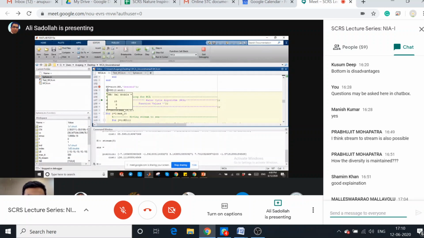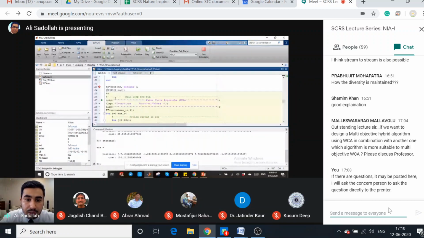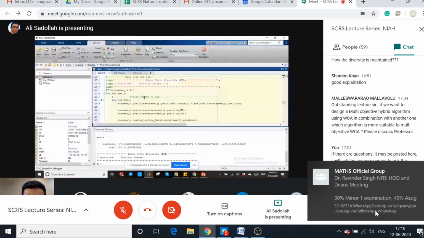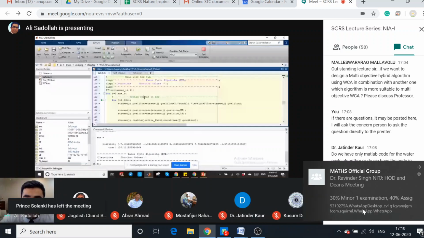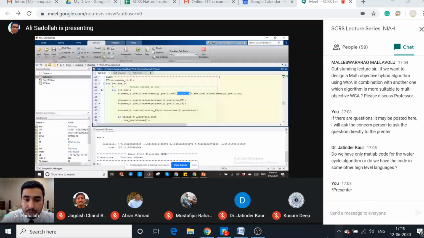So here we can see the main loop of the water cycle. First, we start from moving streams to the sea. The new position of the stream is the current position plus 2 times rand times (sea position minus stream position). This is the stream to the sea. We mentioned the exact equation here.